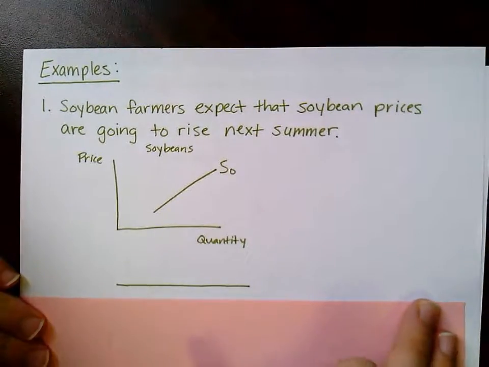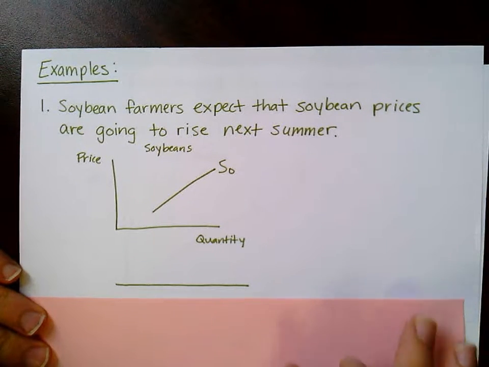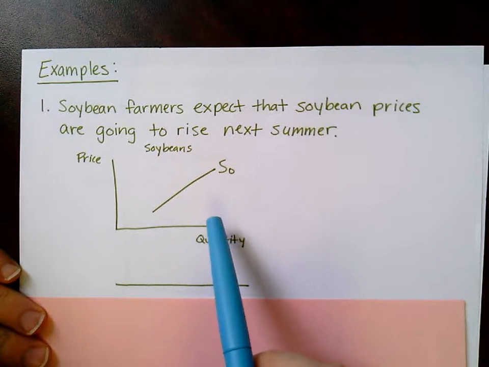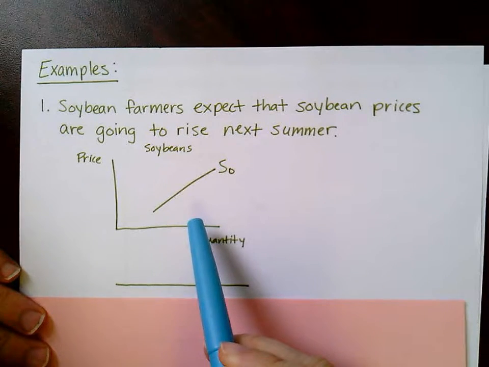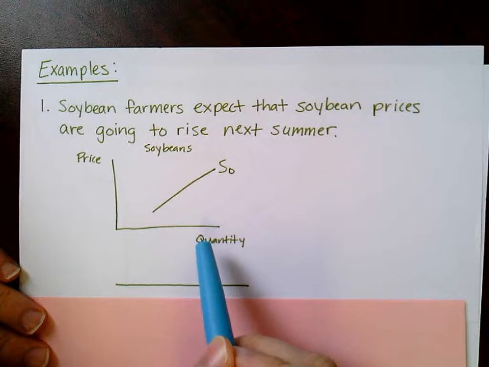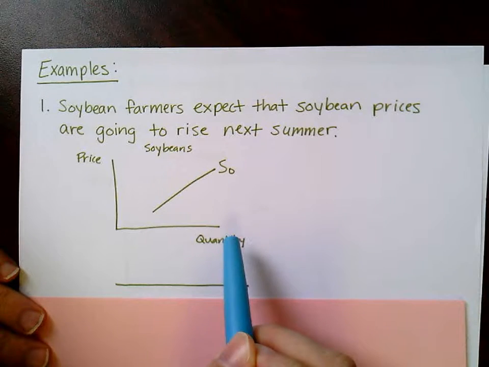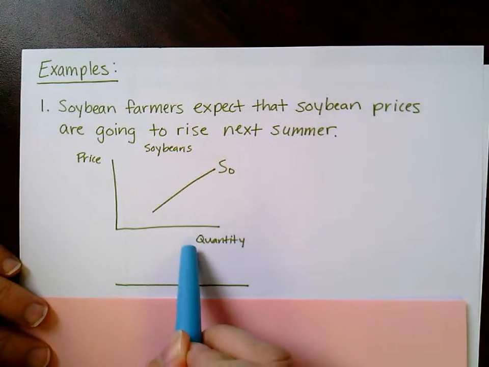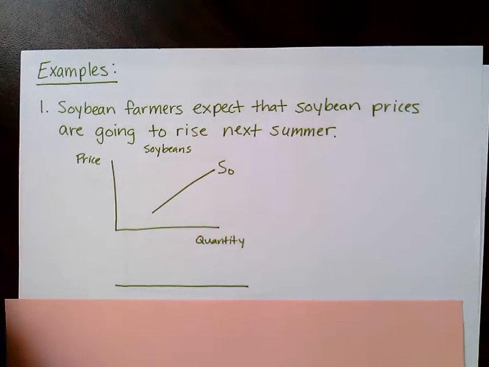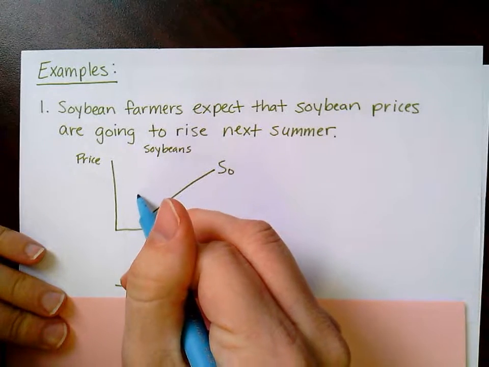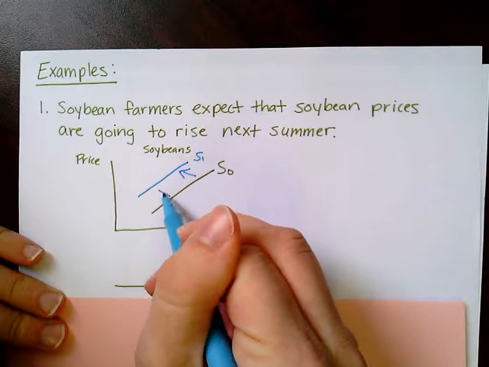So first example, soybean farmers expect that soybean prices are going to rise next summer. So you think next summer the price of soybeans is going to go up. So why make more of those soybeans now when you're going to make less money? Instead, wait until next summer to make them. So today, and by the way, when you're graphing these, you're graphing for today, the supply of soybeans will decrease, and that'll be a shift to the left.